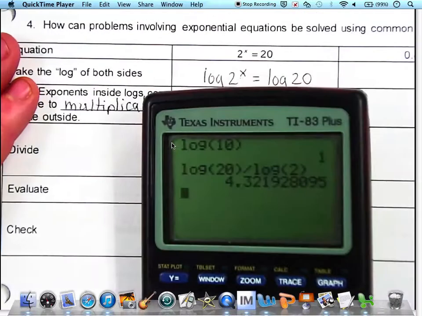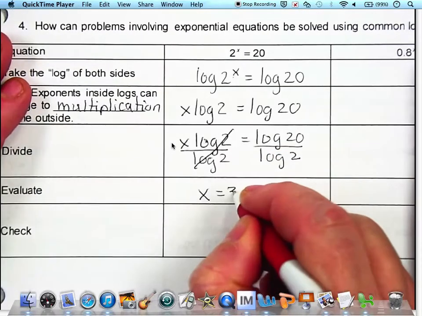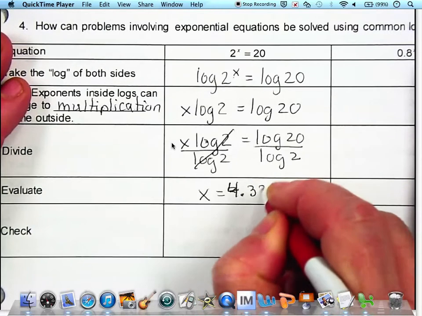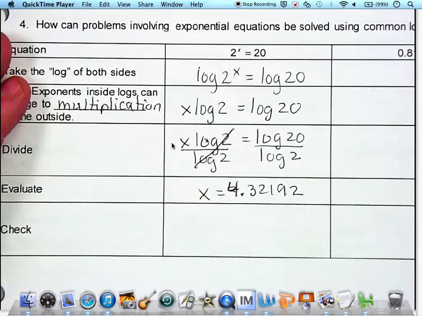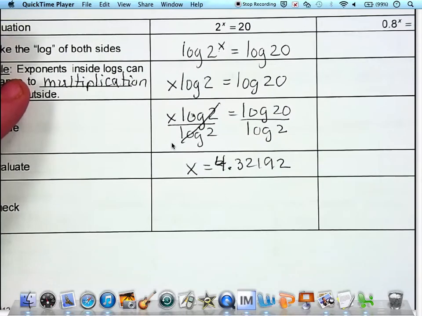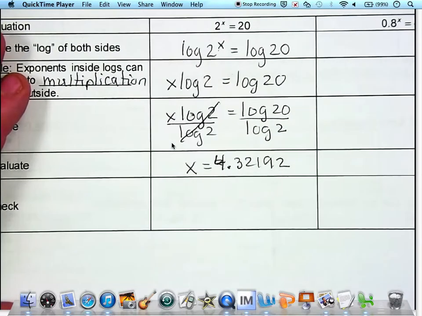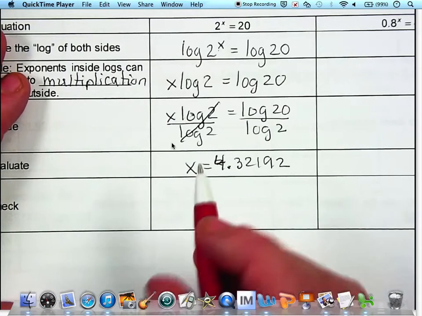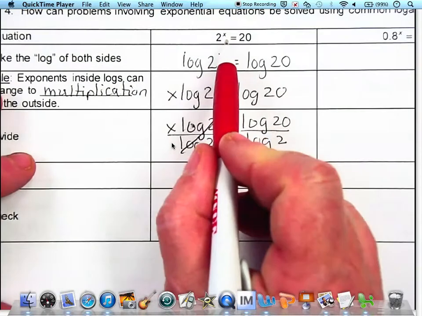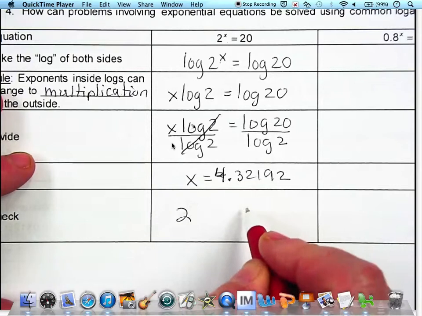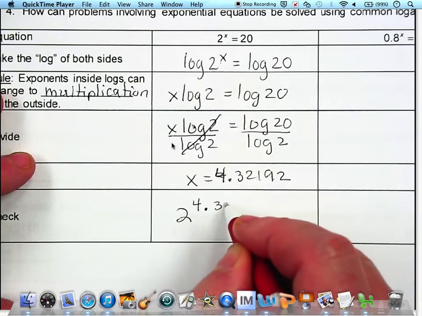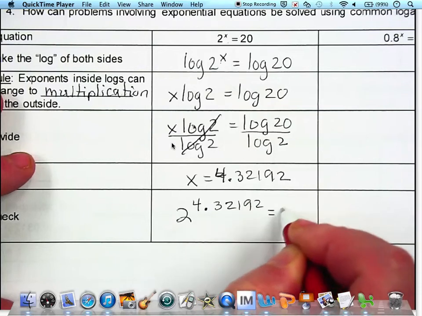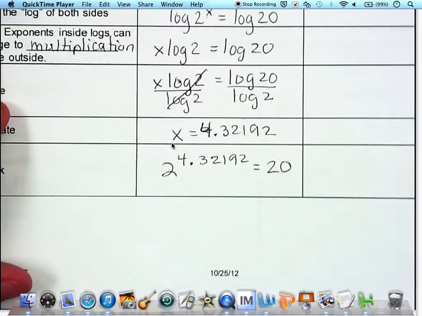Write down several decimal places. How about 4.32192? We'll go with that. Then we're going to check it and see if it actually works. So we're going to start with the original problem, 2 to the x equals 20, but in place of x, we're going to put 2 to the 4.32192 and see if it equals 20.